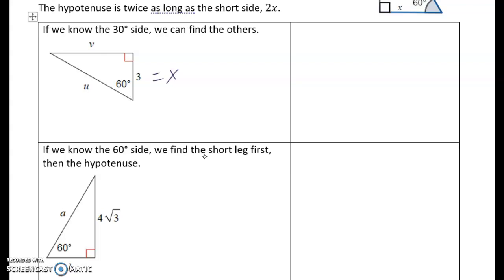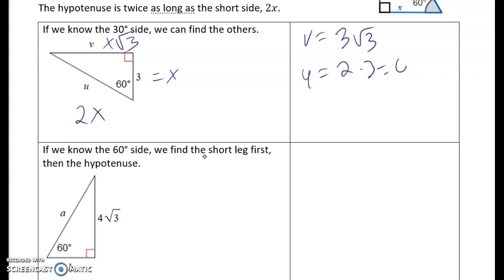This over here would be 2x, and this would be x times the square root of 3. So v would be 3 times the square root of 3, and u would be 2 times 3, or 6. So that's all that you have to do. Once you know the little side, you just multiply by the square root of 3 or multiply by 2.